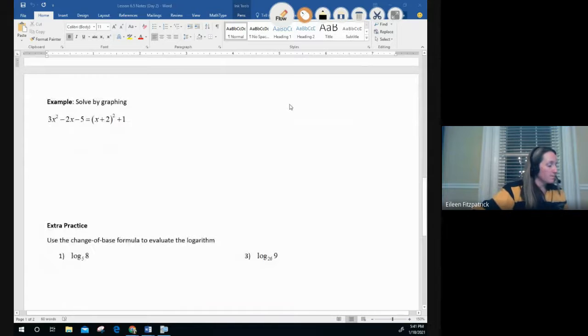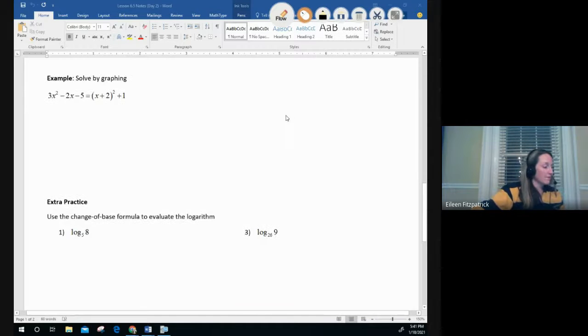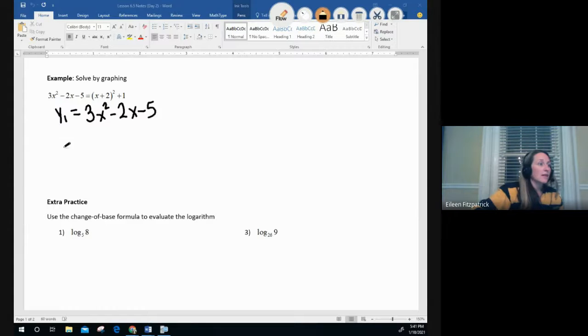All right. So here it says solve by graphing. We're going to use a graphing calculator to do these. So what you're going to do is, since you have quadratics on both the right and left side, you're going to make y sub 1 the left-hand side of the equation, 3x squared minus 2x minus 5. And then you're going to make y sub 2, x plus 2 squared plus 1.